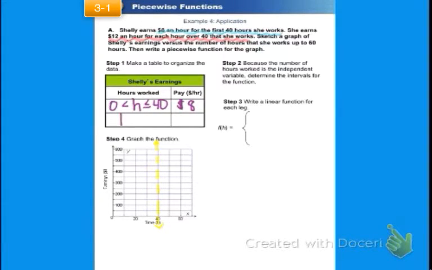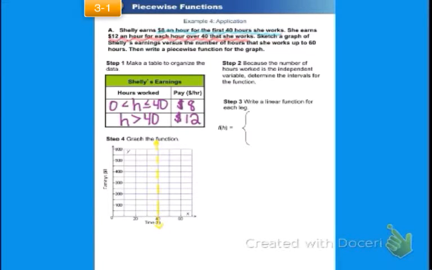But if she works a number of hours over 40, then she gets paid $12 an hour for only those hours that are over 40. So it's not like if she goes to 41 hours, all of a sudden all those hours are paid at $12. Only the 1 additional hour that she worked.